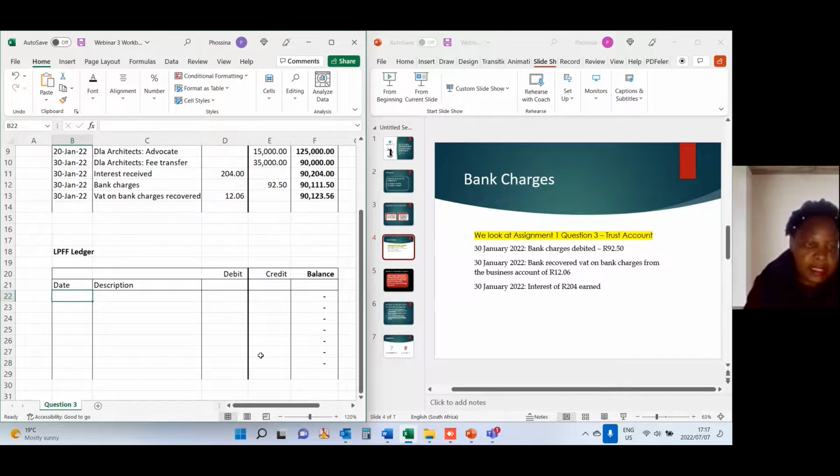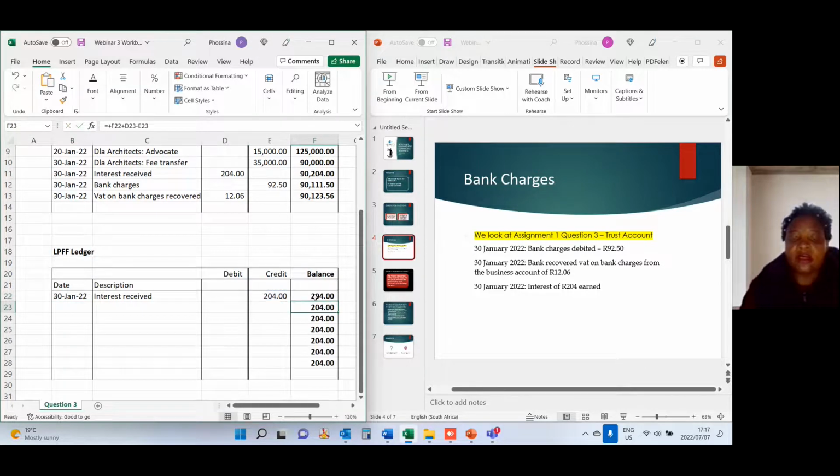Okay, so for the interest, I'm going to record the transaction in the LPFF ledger. In this case, it's interest. Because the LPFF, the fund, becomes our creditor, we received money on their behalf, which is the 204. Then we show we've received it on their behalf. It's on the credit side to say it is our creditor. So this is debit and then this is credit to complete the transaction.